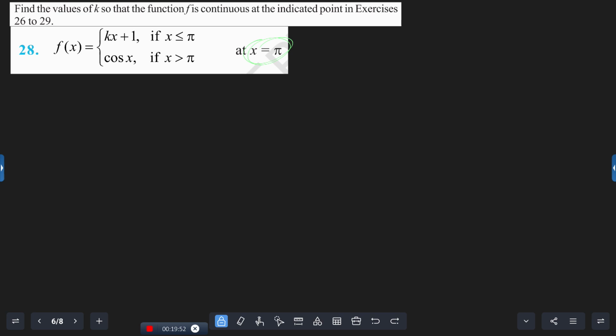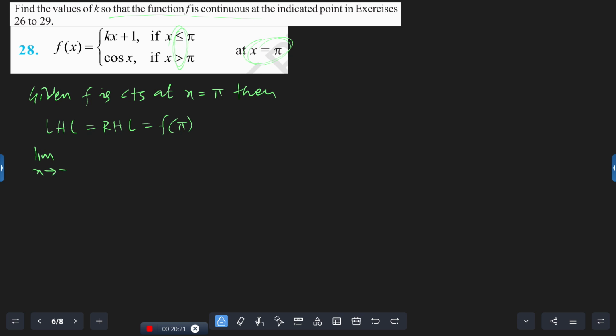Here they have given x equal to pi. Again we have to find the value of k when it is continuous. Same pattern. What is given? F is continuous at x equal to pi. When an interval is given, left hand limit, right hand limit, and function value. Function value is what? F of pi. All those things must be equal to f of pi. So left hand limit: limit x tends to pi minus of f of x. Next right hand limit: limit x tends to pi plus of f of x, which is equal to f of pi.